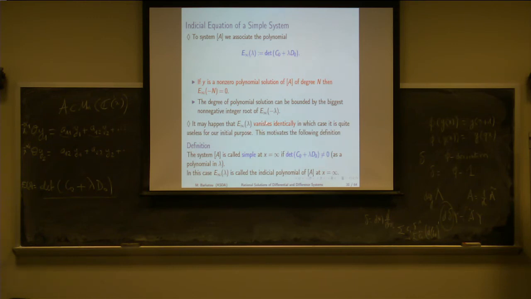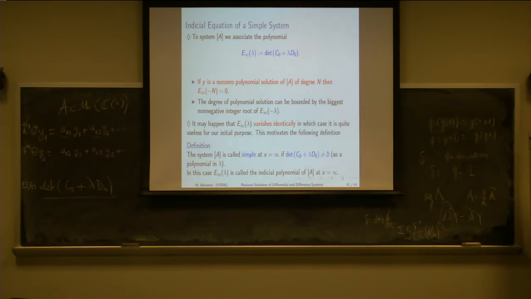And this is what motivates the following definition. I will call my system a simple system if the corresponding equation here, this determinant, is non-zero. So if I have a simple system, then the method for scalar equation works. You just plug in, and you have a bound for the degree of the polynomial. But if it's not simple, then you have to do something.